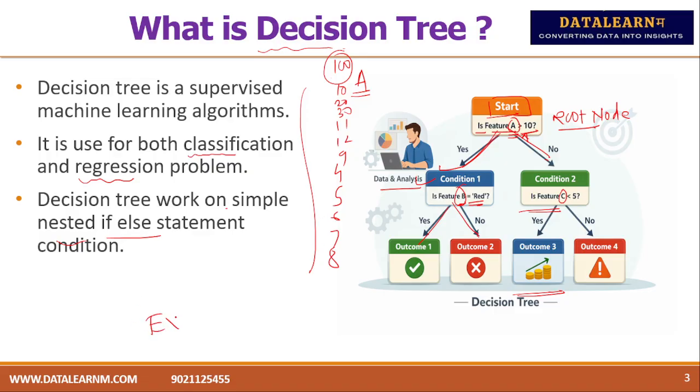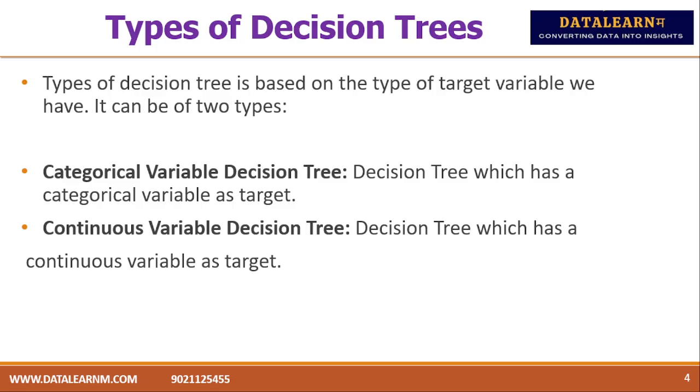We'll try to understand it with the help of an example, and with the example it will be clear. Don't worry about it, just have patience for some minutes and you will get an overall idea about a decision tree. It is used for both categorical as well as continuous data. So there are two types of decision tree: a categorical variable decision tree, where the target is categorical, and a continuous variable decision tree, where your target is continuous, such as price, sales, quantity.